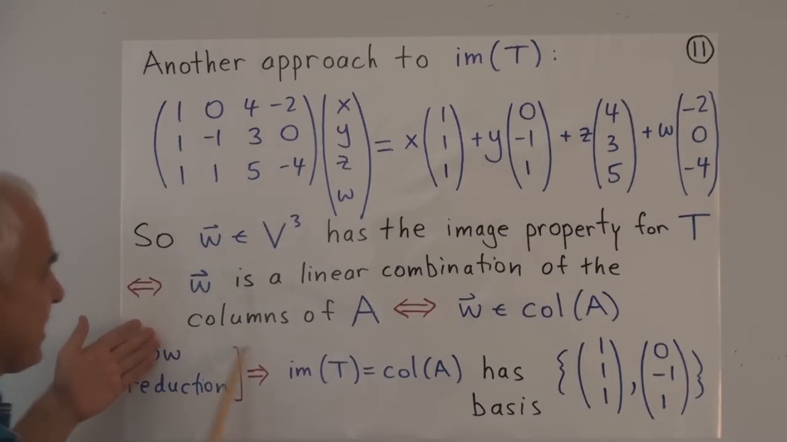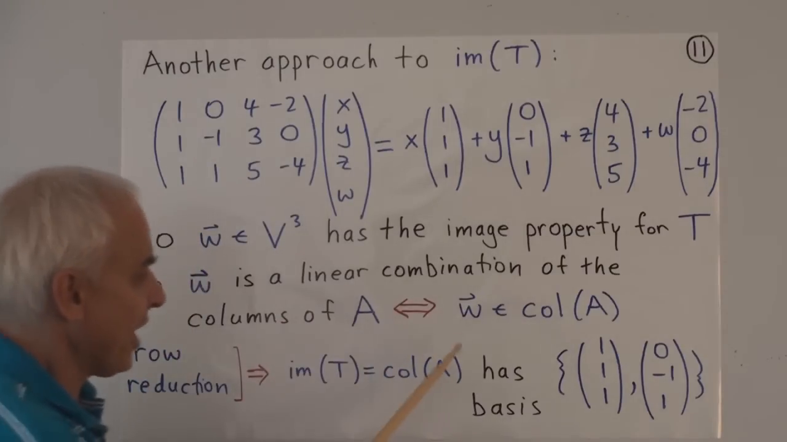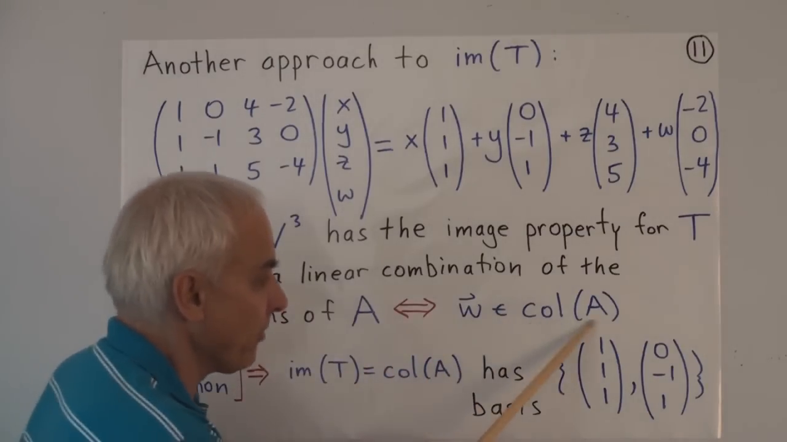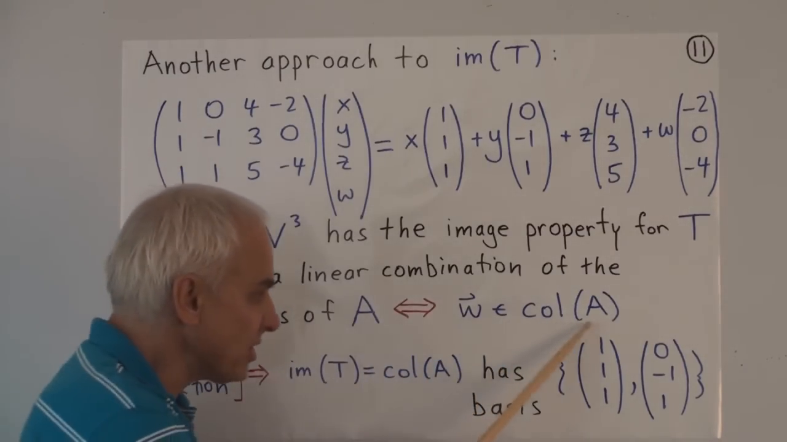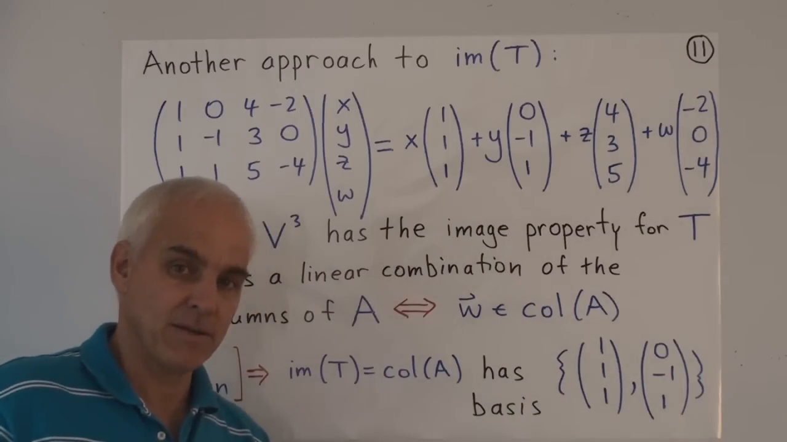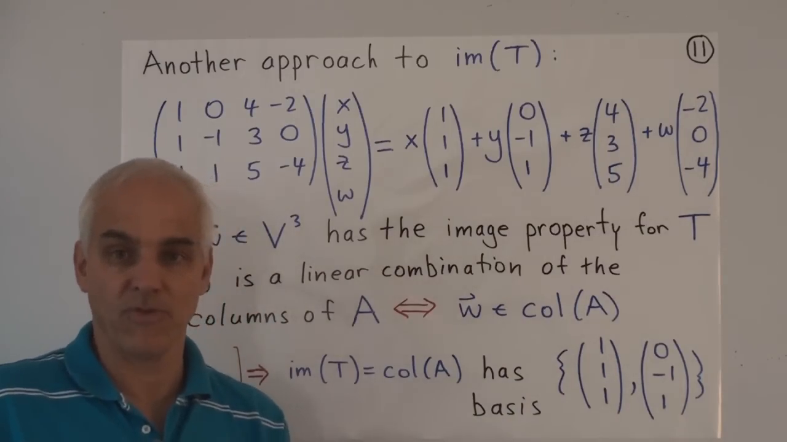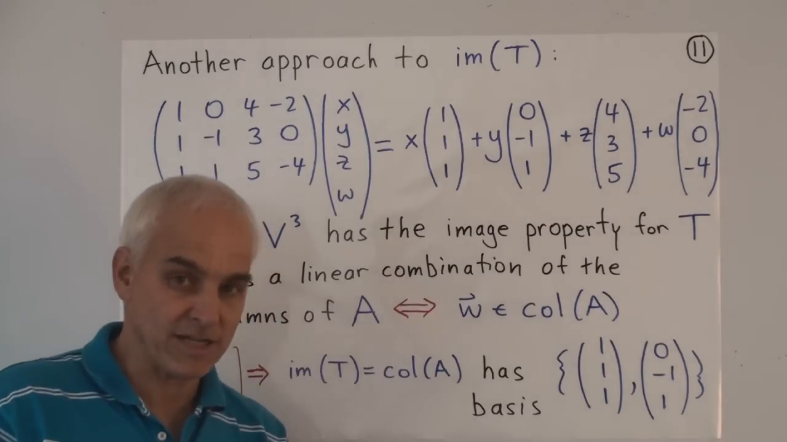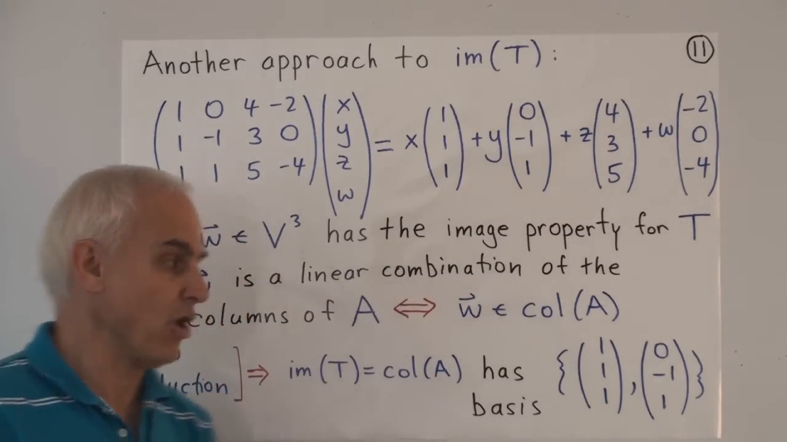So we can say that this is exactly the same as saying that W belongs to the column space of A. The column space of A is just the space spanned by the columns of A. In other words, all possible linear combinations of the columns of A.